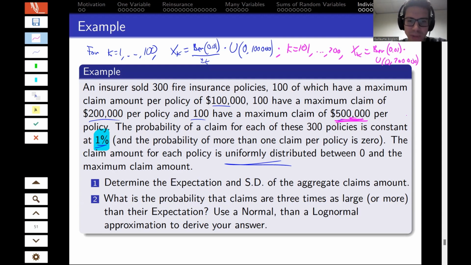First question: determine the expectation and standard deviation, SD for standard deviation, of the aggregate claim amount.